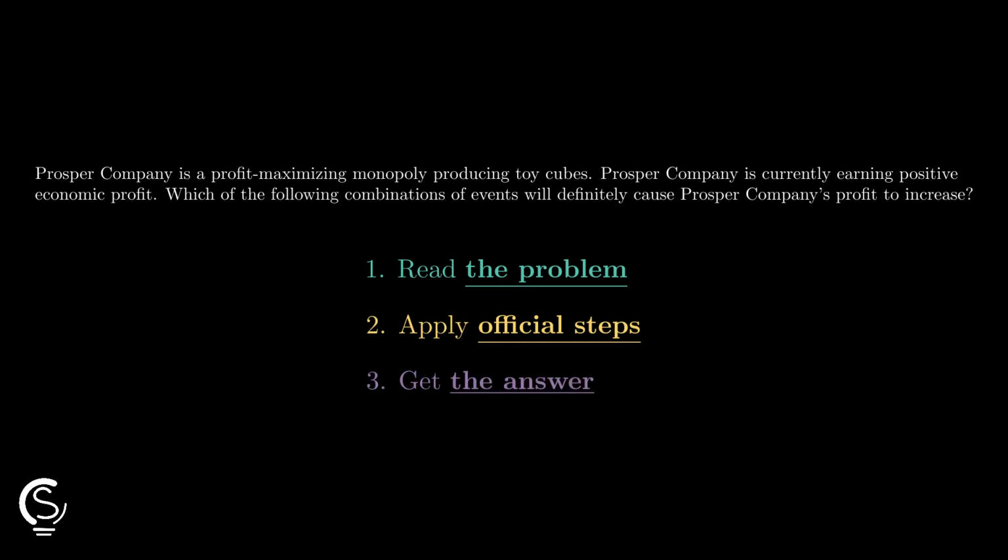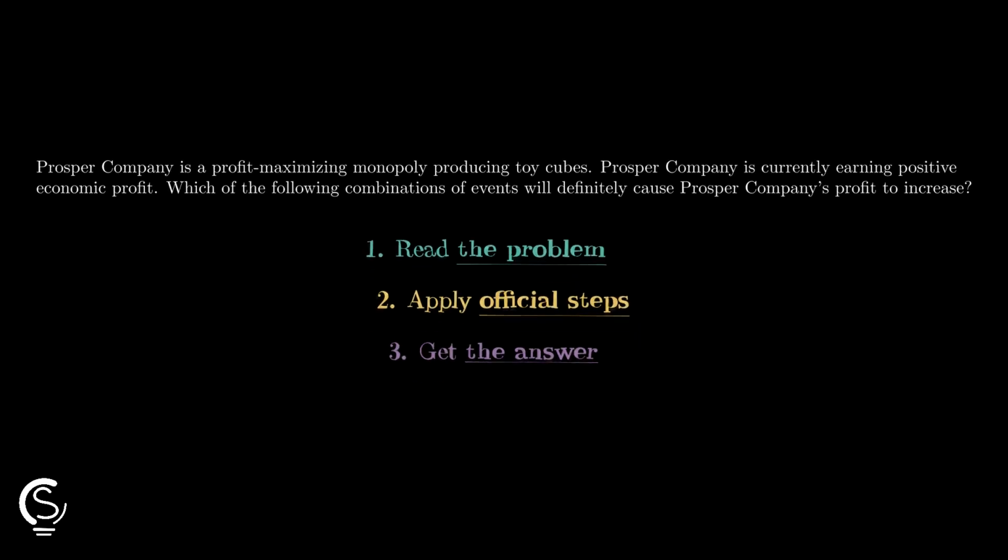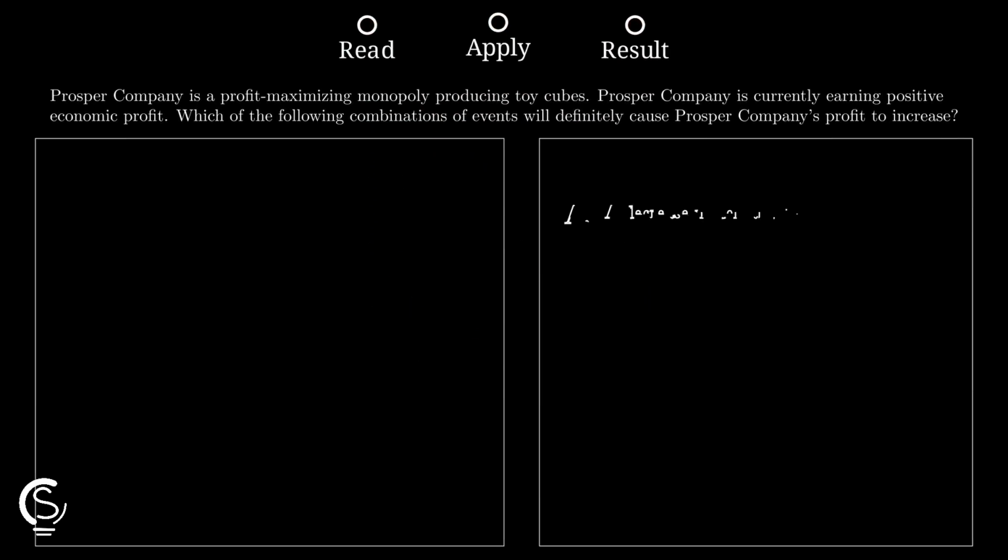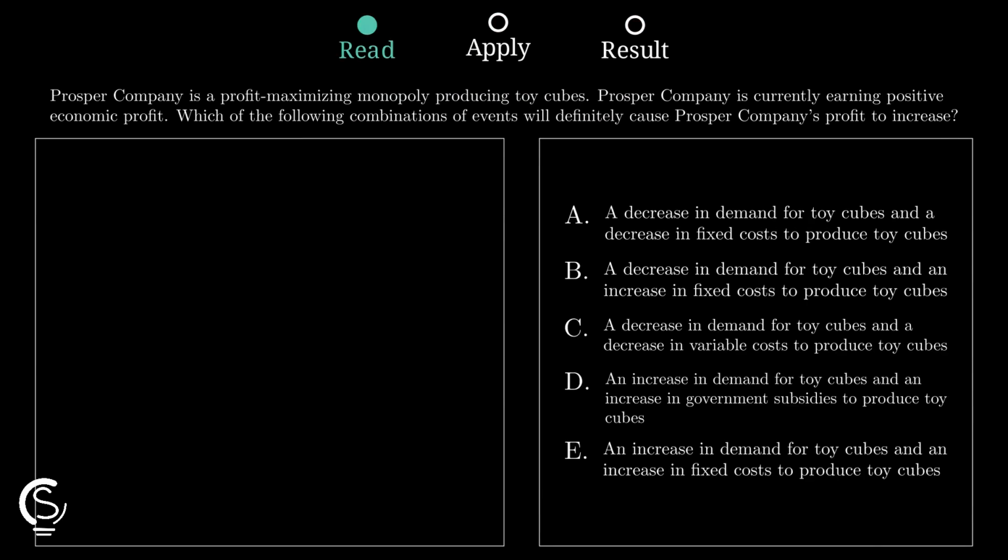Monopoly profit maximization is complex. Let's identify which specific events will definitely increase Prosper Company's total economic profit. Profit is the difference between total revenue and total cost. To increase profit, we either need to boost the money coming in or lower the cost of producing these toy cubes.